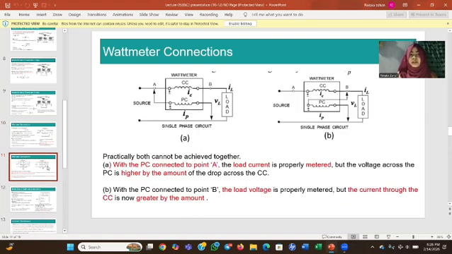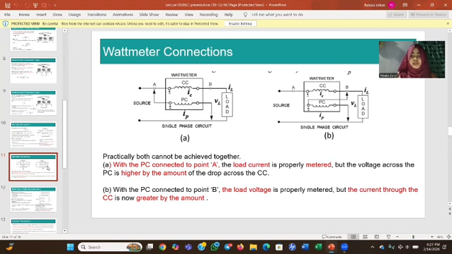Secondly, the wattmeter connection has two cases in the picture: firstly case A and secondly case B. In practical connections, in reality, it is not possible to achieve both perfect current and voltage measurement at the same time.